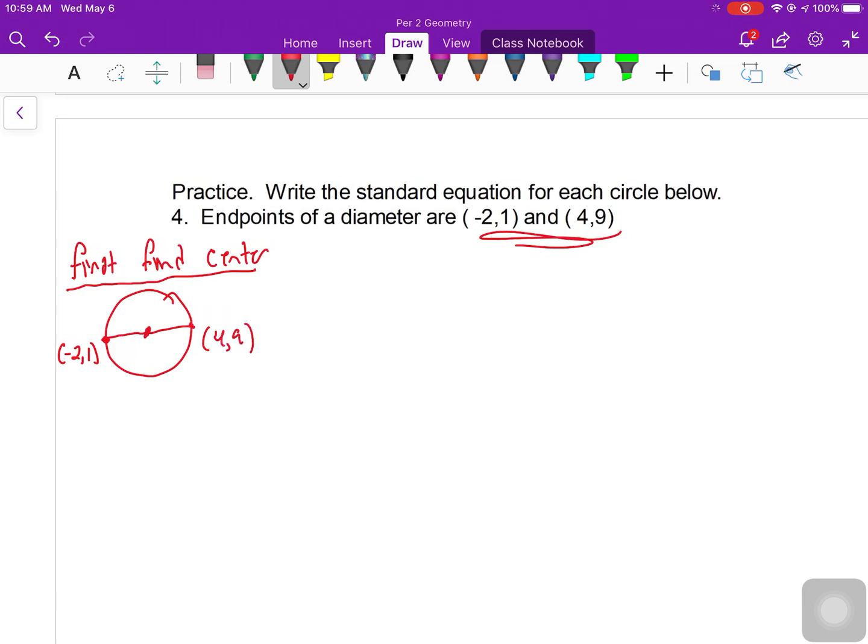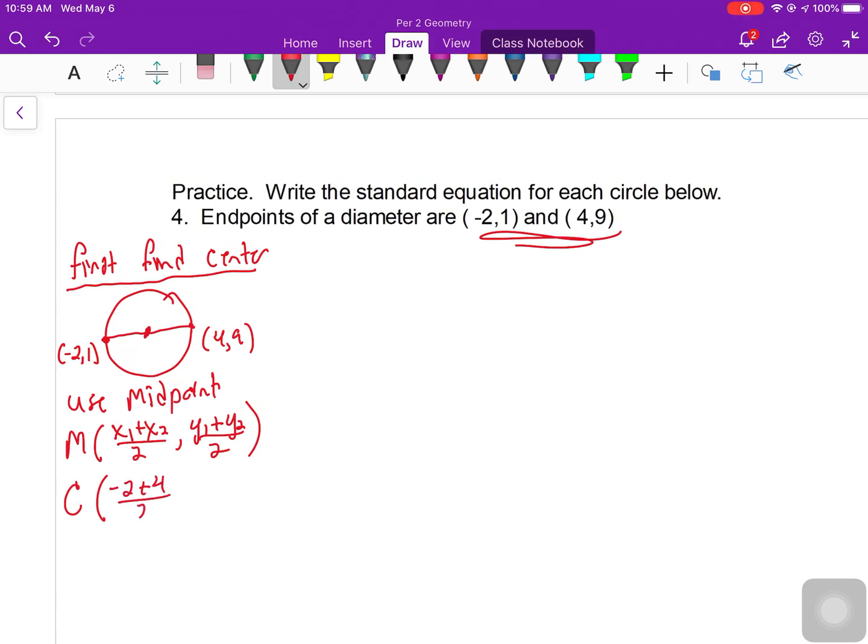one endpoint is at negative 2, 1. The other endpoint is at 4, 9. So to find the center, we can use the midpoint formula that we learned earlier in geometry. The midpoint formula was this. You take the x1 plus x2 over 2, and you take the y1 plus y2 over 2.